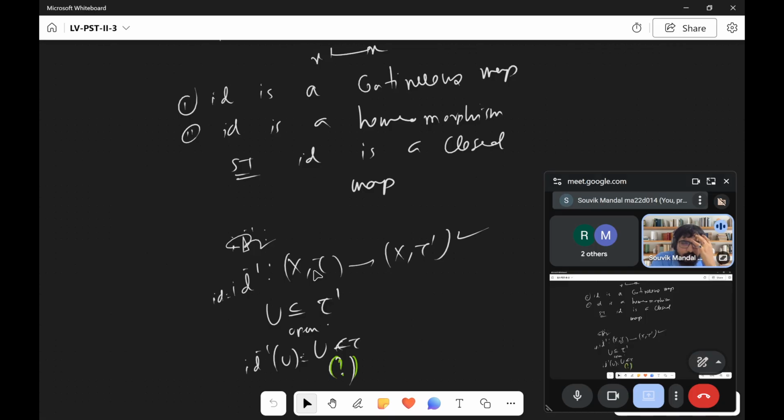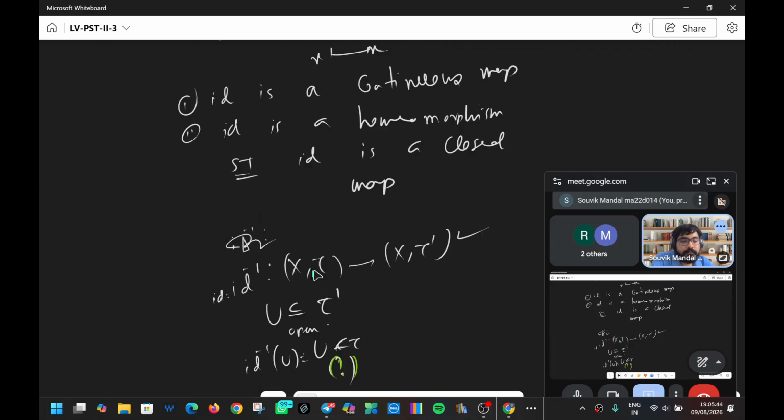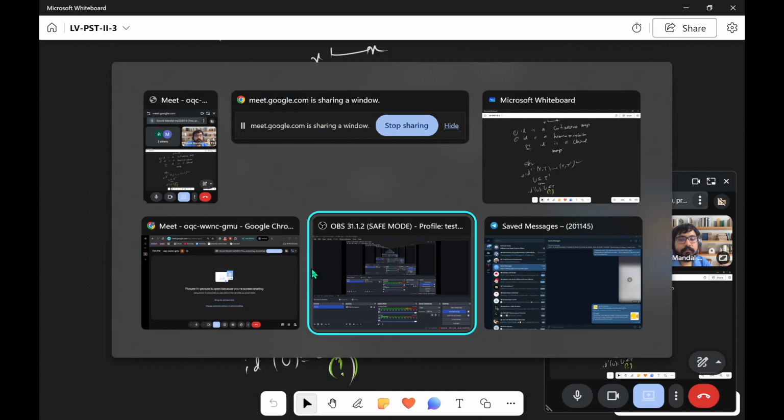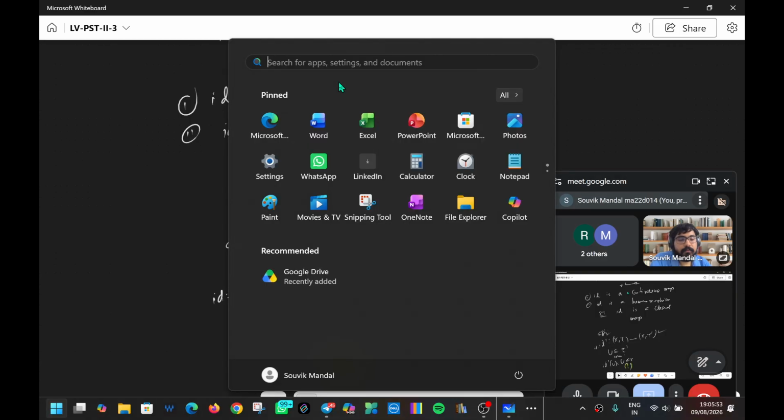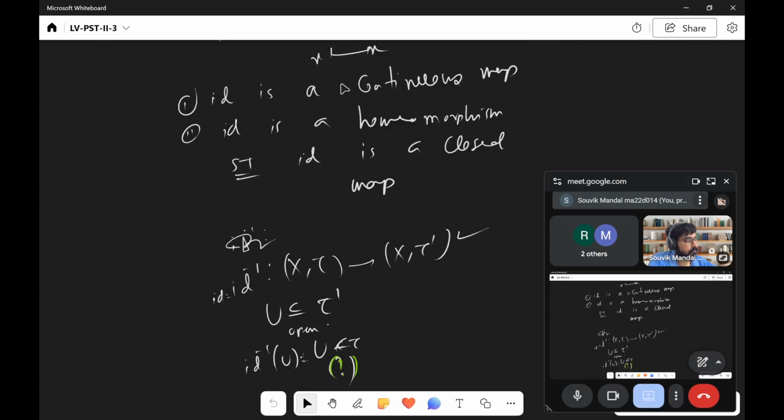One minute, repeat again. The given is that the space is compact and Hausdorff, and identity is a continuous map. So we get closed set to closed set, so we can write like this: identity is closed. Correct. So you're basically using the fact that the domain is compact and the codomain is also Hausdorff. That's what you are using, right? Yes sir. Very good.